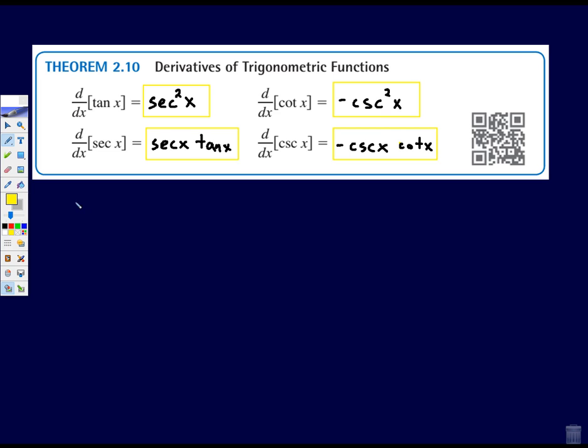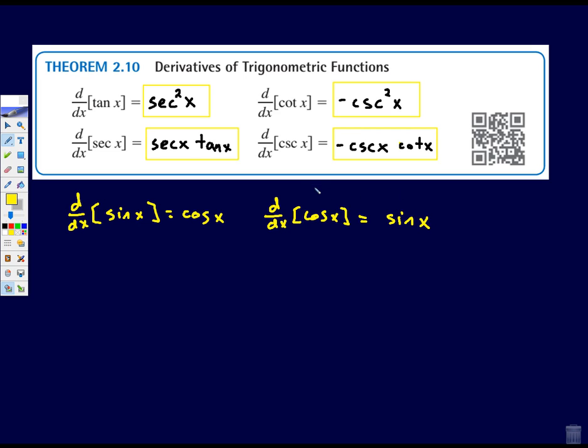Now underneath, I'm going to put the two we learned previously. So on this side, I'm going to put the derivative of sine x, and we learned that was cosine of x. And on this side, we have the derivative of cosine x, which is negative sine x. There's a couple of important patterns in this list.